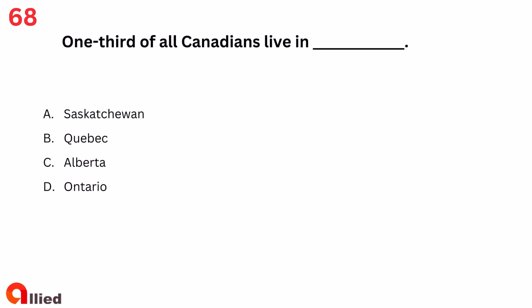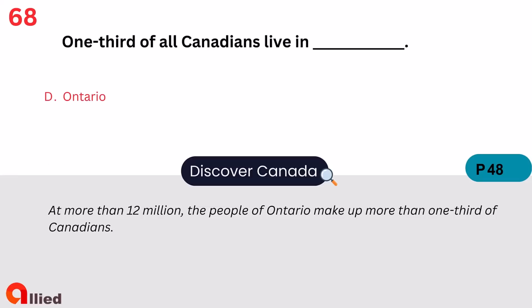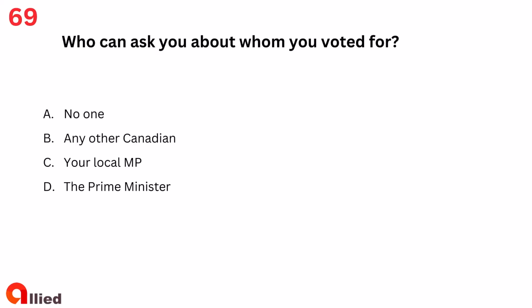Question 68. One third of all Canadians live in A. Saskatchewan. B. Quebec. C. Alberta. D. Ontario. The answer is D. Ontario.